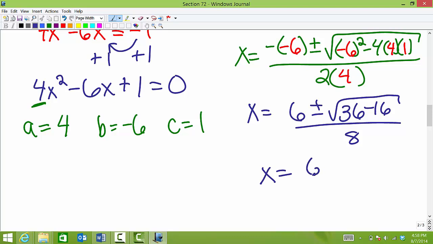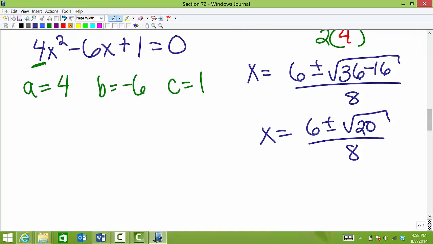X is equal to 6 plus or minus the square root of 20 all over 8. Now once again, we want to get these three numbers, and then we want to start to simplify as much as we can. 20 is 2 times 2 times 5. We have 2 2's, so we can circle, cross them out, and bring one of them out to the front.